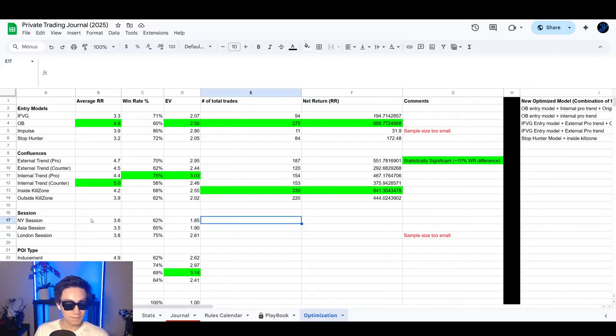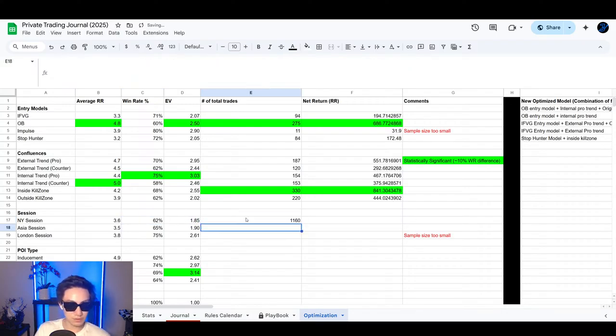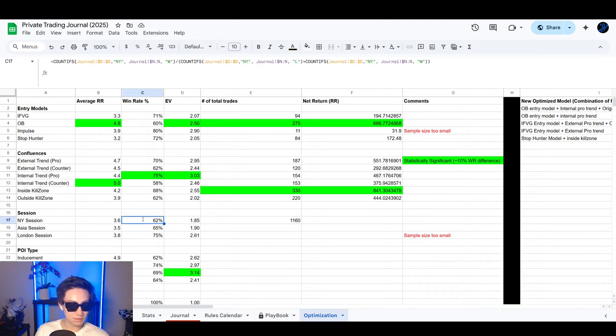Okay. And then we'll just basically do the same here. We already have this data here on the front cover of the journal. This is not right. 1,600.